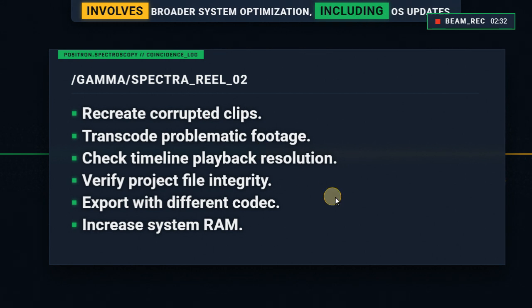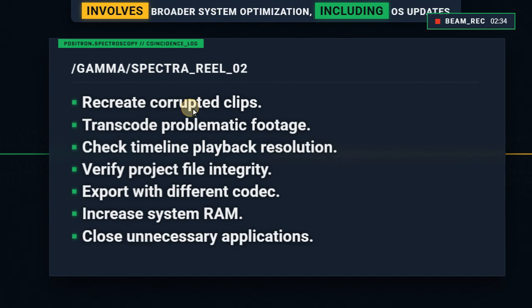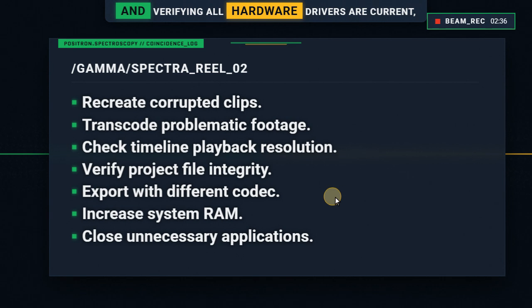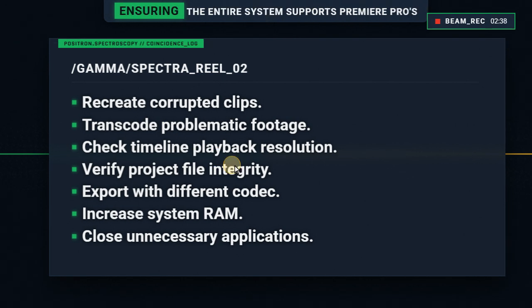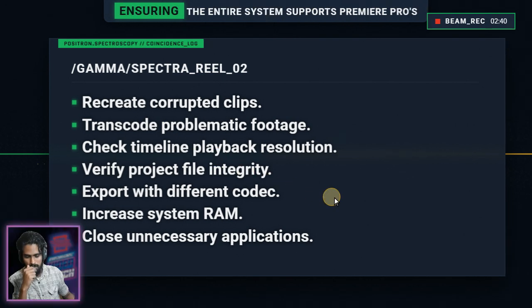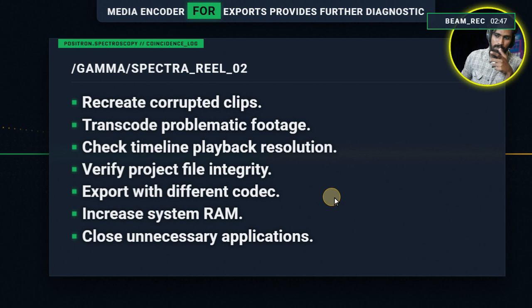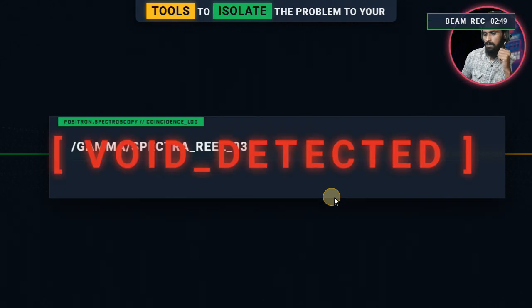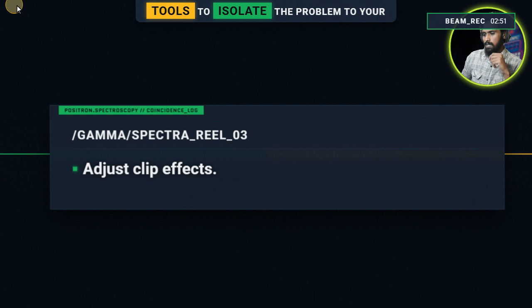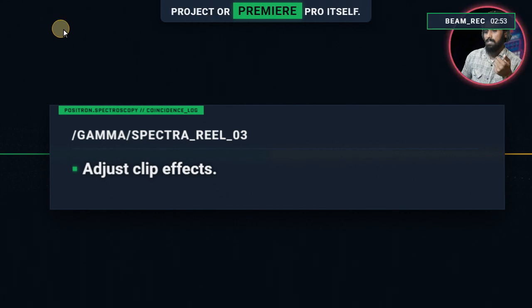Method 4 involves broader system optimization, including OS updates and verifying all hardware drivers are current, ensuring the entire system supports Premiere Pro's demands. Testing different projects and utilizing Adobe Media Encoder for exports provides further diagnostic tools to isolate the problem to your project or Premiere Pro itself.